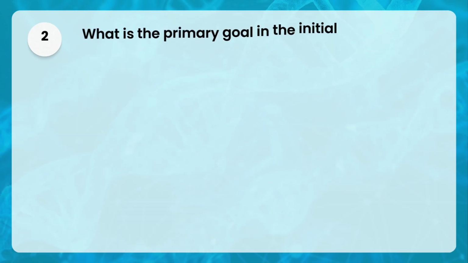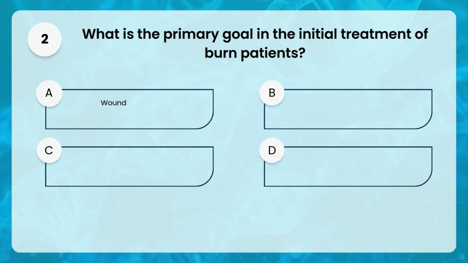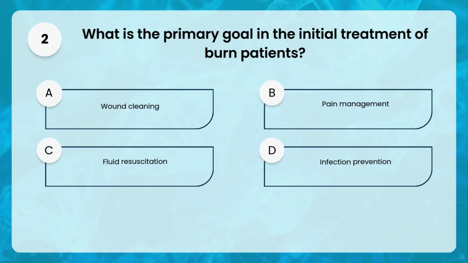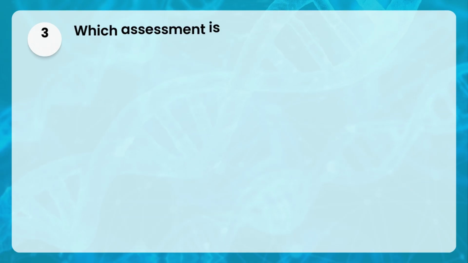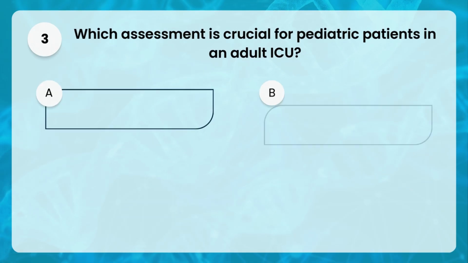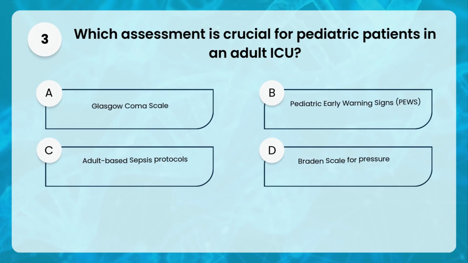Number 2. What is the primary goal in the initial treatment of burn patients? A. Wound cleaning. B. Pain management. C. Fluid resuscitation. Or D. Infection prevention. The answer is C. Fluid resuscitation.